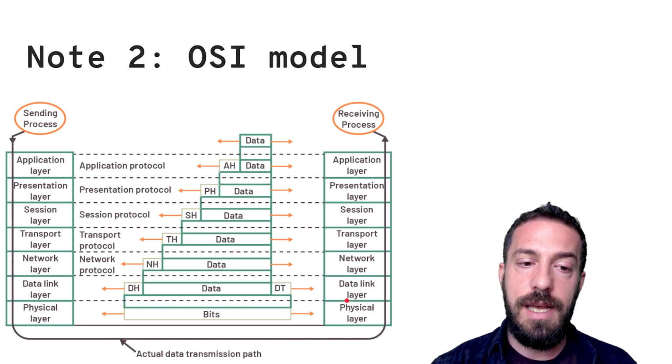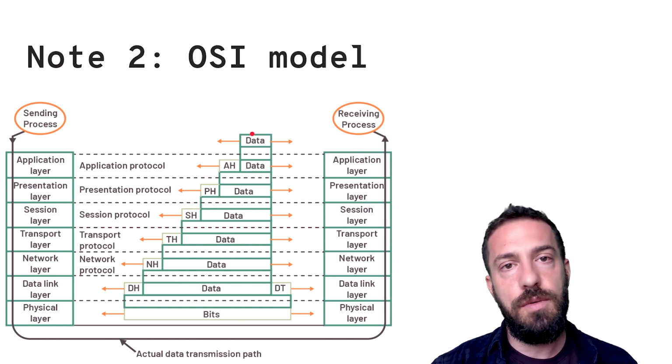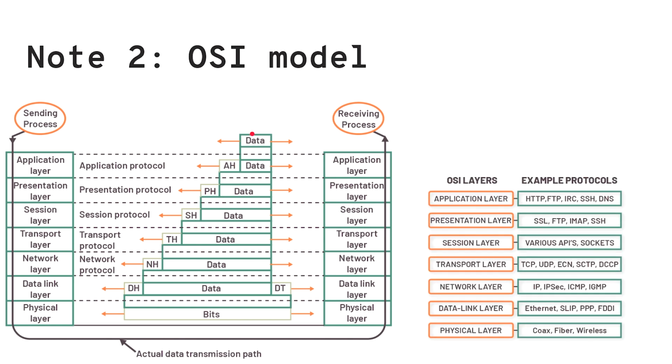It goes to the other side, which follows the reverse process. So the physical layer receives and starts removing the headers one by one to receive the final piece of data that was the initial communication. Examples of protocols: the physical layer is the physical medium over which the communication takes place. It could be wireless, or it could be some form of wire, fiber or coax.